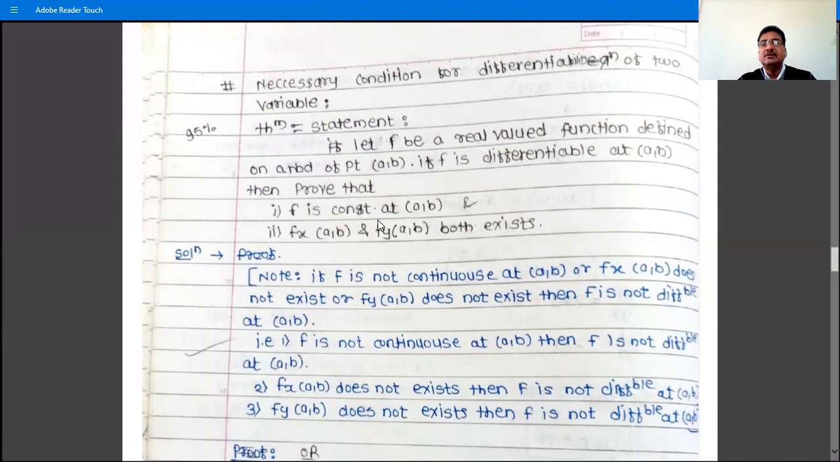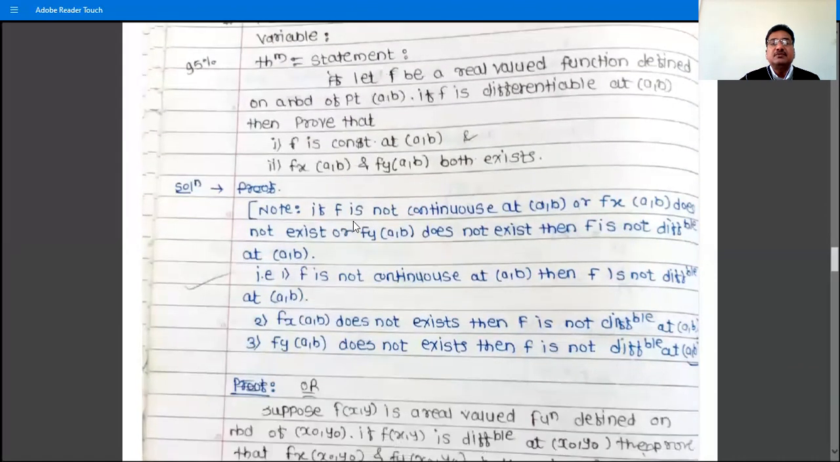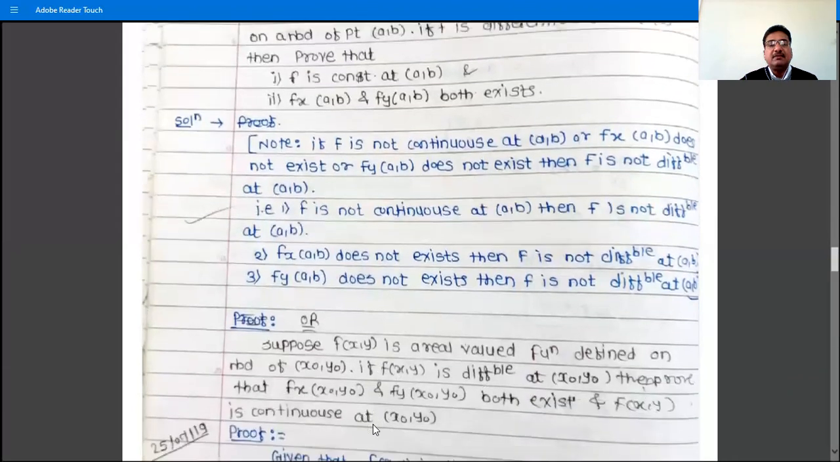So how can we show the function of two variables is differentiable? Either use the definition or use the sufficient condition. So this is the necessary condition. This is given that the function is differentiable at (a, b). So we will write first the meaning of the function being differentiable at (a, b).